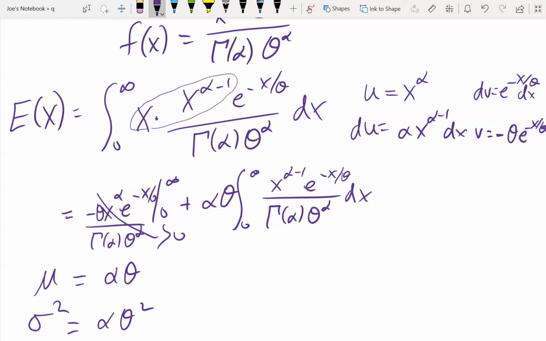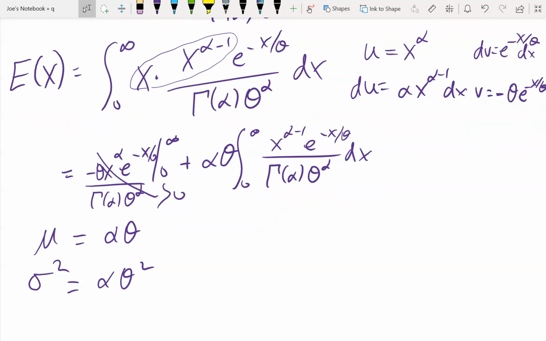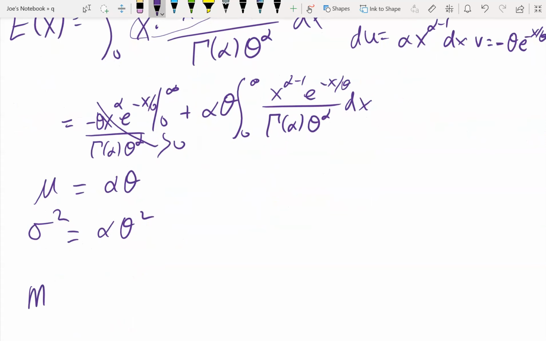It's going to be the same thing. The alpha just goes along with it. And then the moment generating function turns out to be 1 minus theta t to the alpha, which is not a huge surprise. Think about why this isn't a huge surprise. Okay, the 1 over 1 minus t is your moment generating function for the exponential, right? So that part's not a surprise. Why would the alpha be up in the exponent?